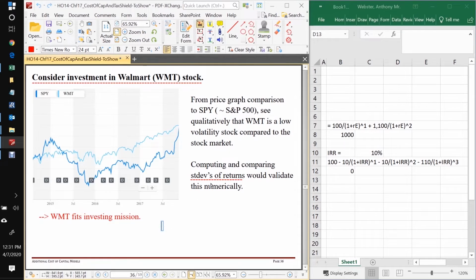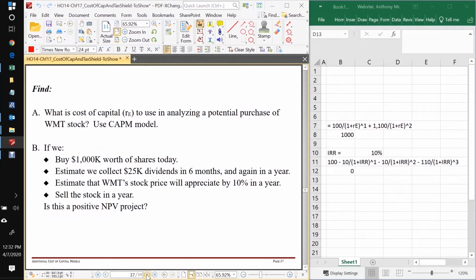It's a big stock. I'm sure, actually it is in the S&P 500, so it's just fitting our investment mission very nicely. So now, given that, our managing director wants us to find, first of all, what's the cost of capital we should use in analyzing our potential purchase of Walmart. Use the CAPM model, okay?